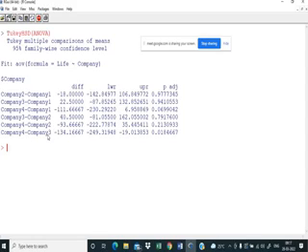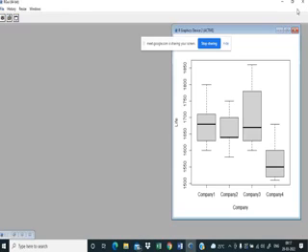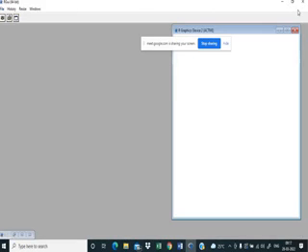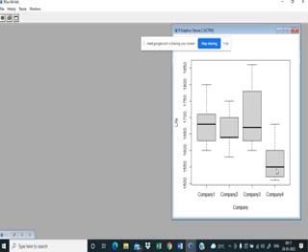But for company 4 and company 3, this value is less than 0.05, and these are the only two companies which differ from each other. If we go back to the box plot, what is the solution here? Company 4 and company 3. So they are differing significantly. This is company 4 and this is company 3. So between company 4 and company 3, there is a significant difference.